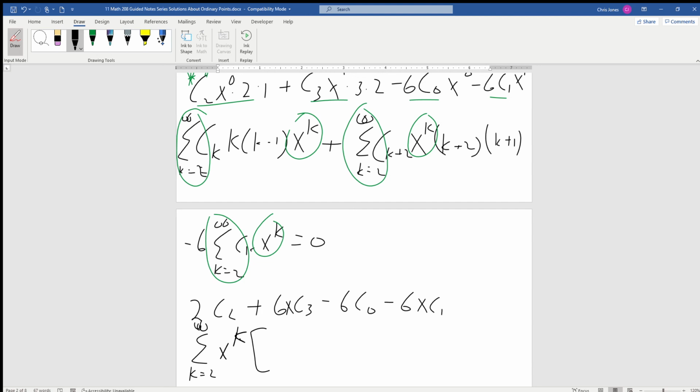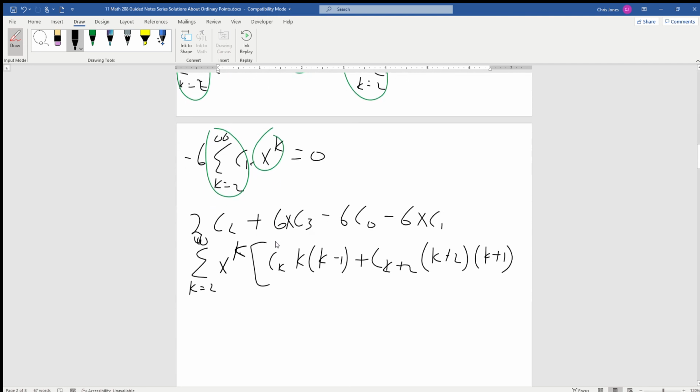And what are we left with? Well, we're left with c sub k times k minus 1, and then we also have plus c sub k plus 2, and we have k plus 2, k plus 1. And then finally we just have this minus 6 ck. And all that equals 0.